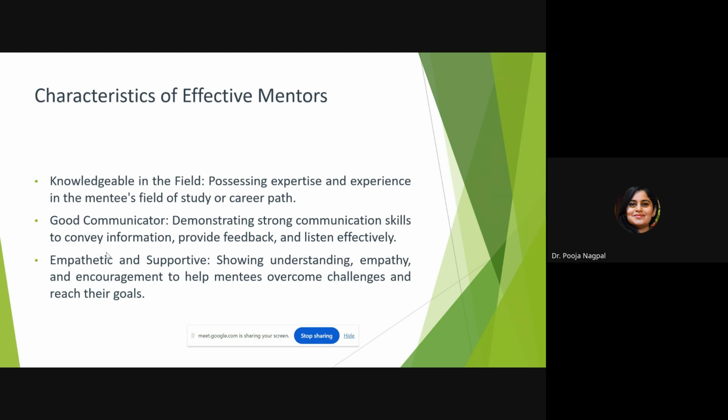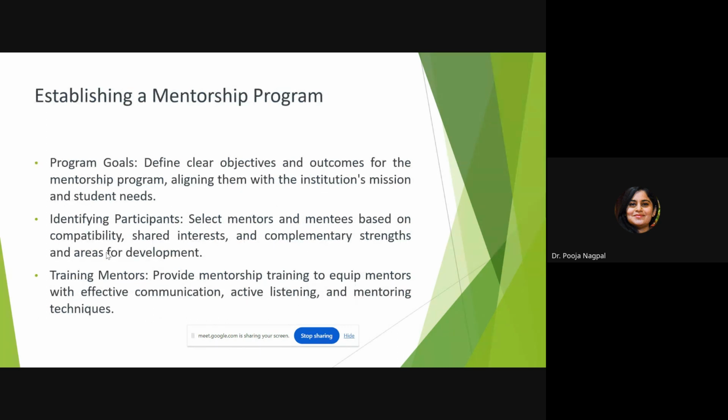Next is empathetic and supportive, showing understanding and empathy and encouragement to help mentees overcome challenges and reach their goals. That is, you can say, the emotional skill of every mentor. If you are supportive and if you can feel the grief of the students, if you are understanding their emotions and thinking of the students, it will be very helpful for you to deal with the students, and students will be very comfortable with you with this approach.